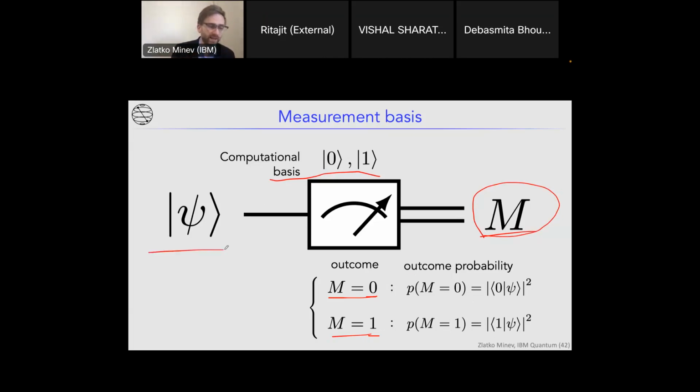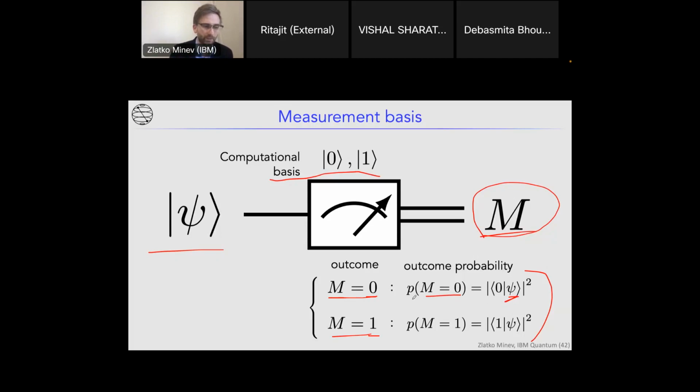The statistics of that random classical variable M are governed by the wave function psi through this particular set of expressions. And where does that come from? That comes from the von Neumann postulate of quantum mechanics. So that's a postulate, and we'll take that at face value for now.